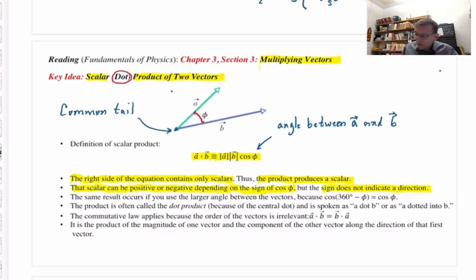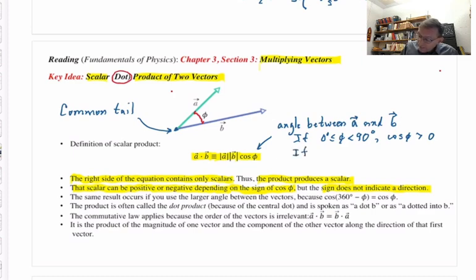So, let's do a little summary here. If phi is between 0 and 90, including 0, cosine phi is positive. And so your scalar product will be positive if phi, the angle between the A and the B, is between 0 and 90, including 0.